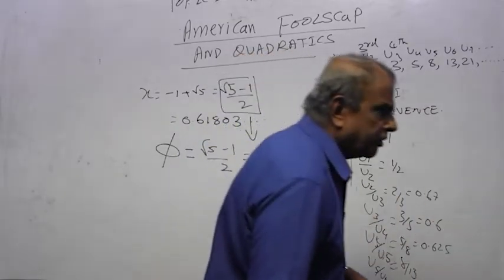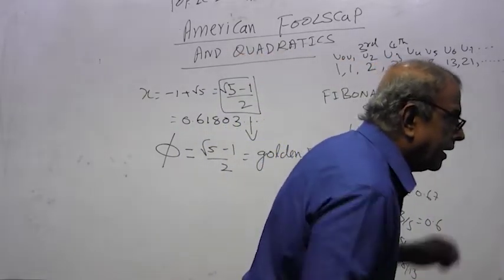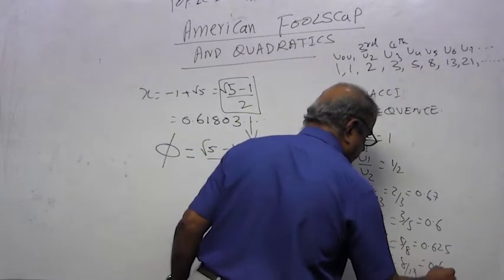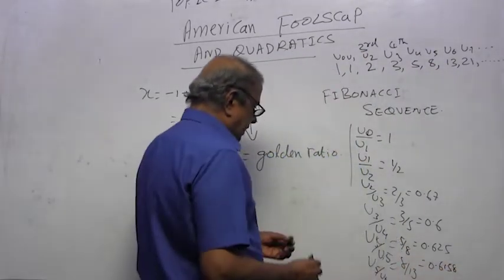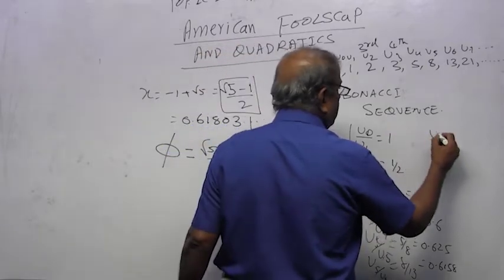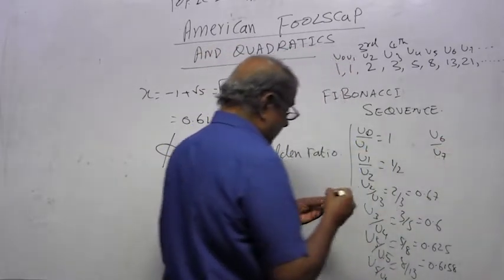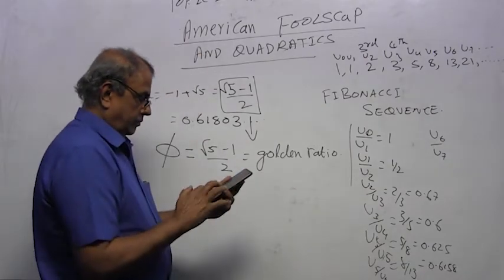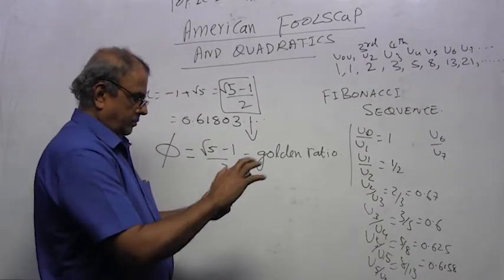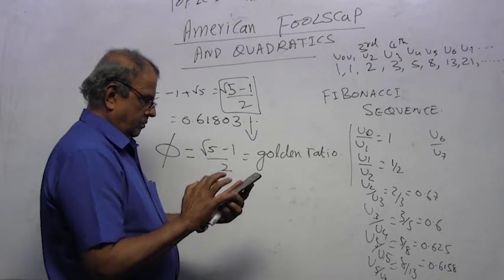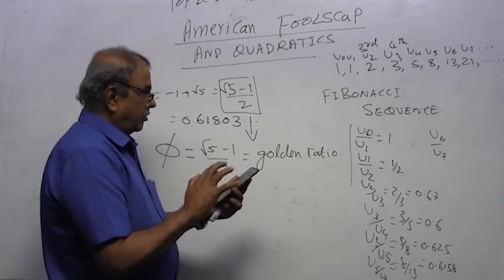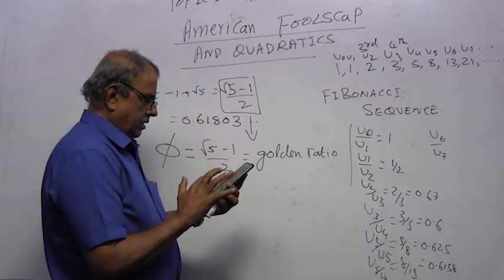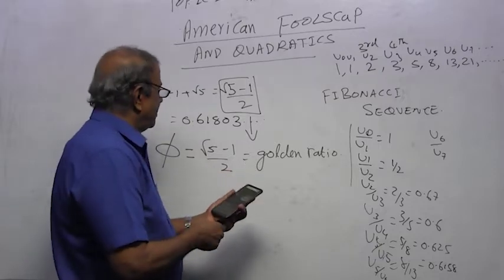And that I have worked out somewhere, is 0.6158. And then, suppose you do U6 over U7. I did work that out, so let me work that out. U6 over U7, that is 13 divided by 21, 0.619.